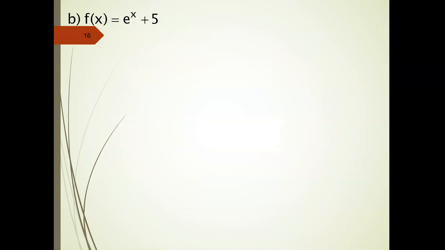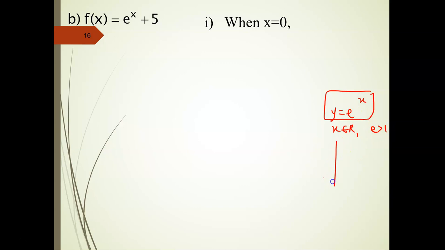Okay, let's look at the second example. Basically for this exponential function, their basic function is y equals to e^x, for x in real number, and your e is actually greater than 1, so your basic graph is like the first case. e0 is when you substitute x equals to 0, then you will have 1 here. So this is your graph of y equals to e^x.